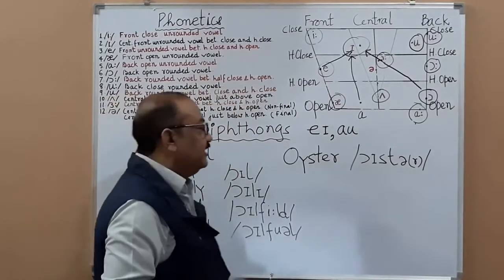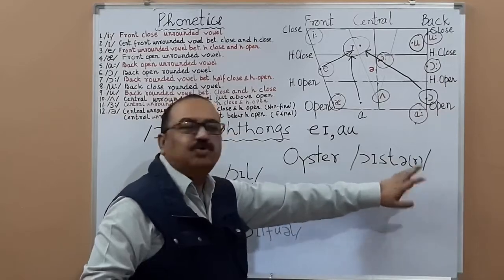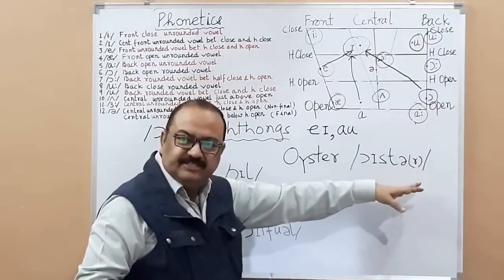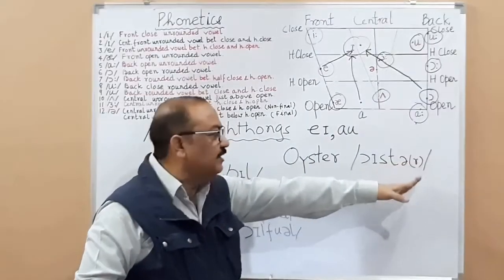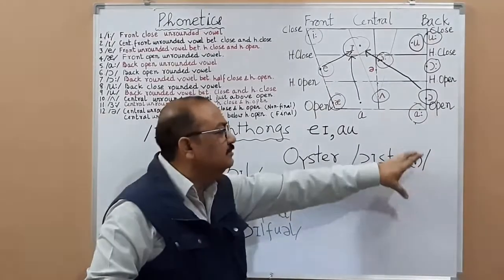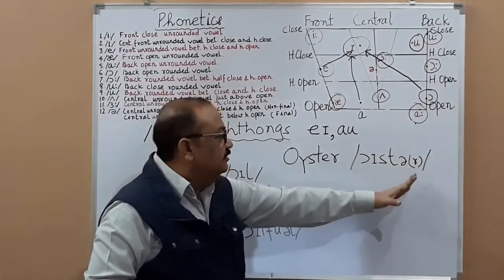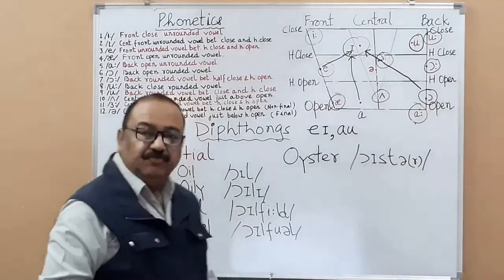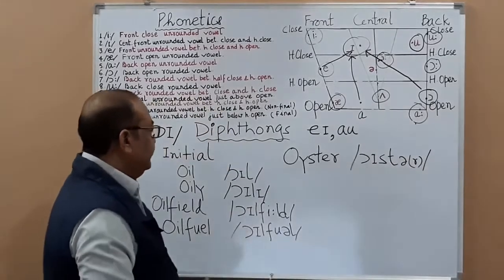Oyster. As I told you earlier, R is not pronounced. Since it's not pronounced, we don't transcribe it. There is no need to transcribe it. But okay, you may write it if you wish. So this is oyster.